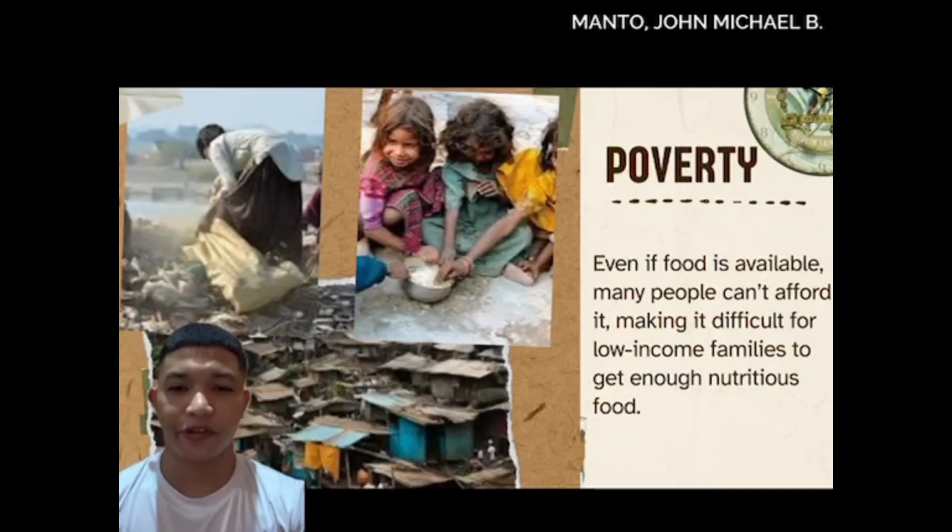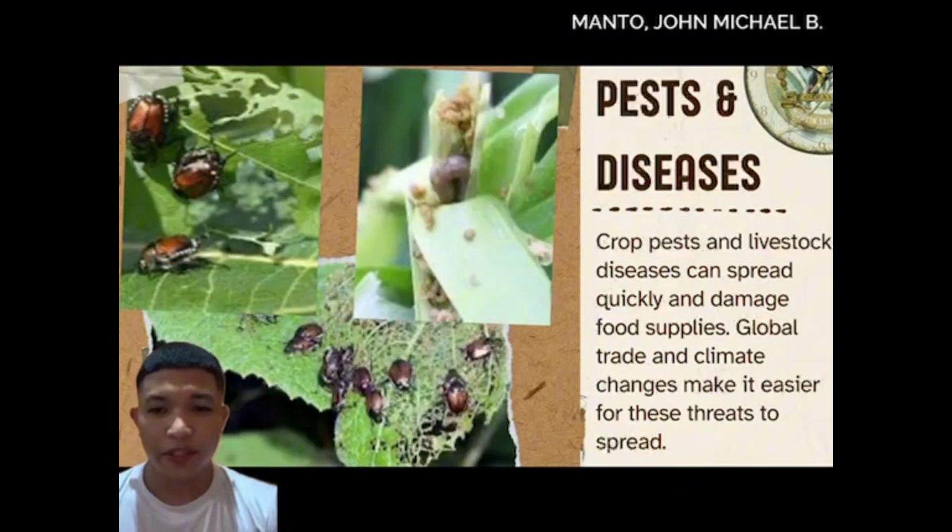Number 5 is poverty. Even if food is available, many people can't afford it, making it difficult for lower-income families to get enough nutritious food. The last one is pests and diseases. Crop pests and livestock diseases can spread quickly and damage food supplies. Global trade and climate change make it easier for these threats to spread.